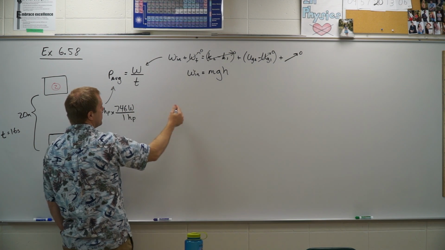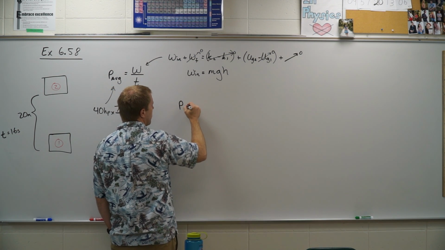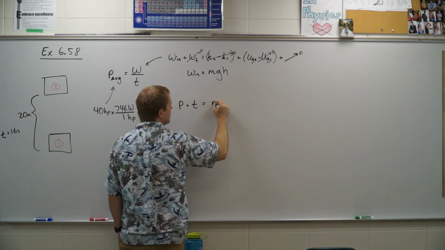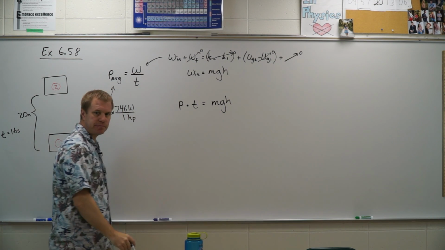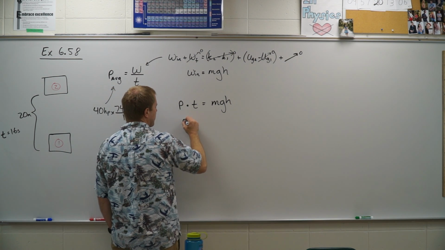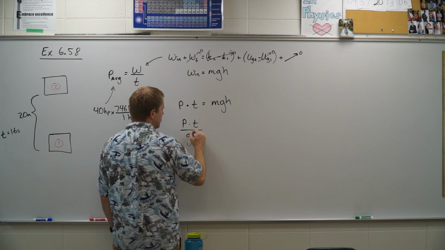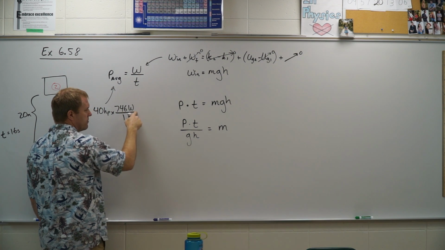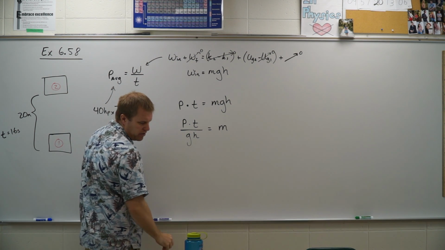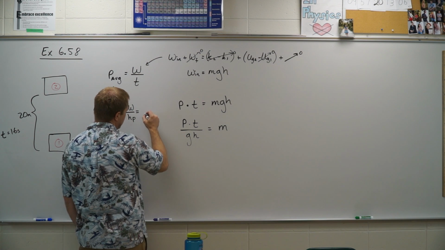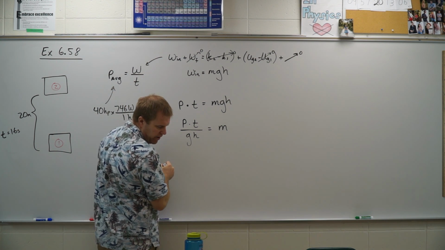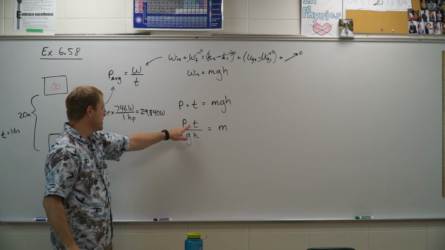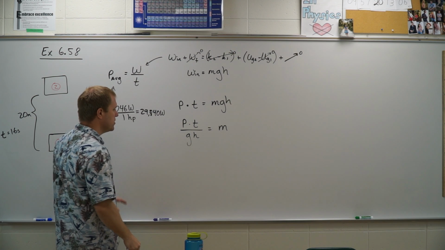Okay, so let's put this all together. Now I have power times time is equal to work, which is equal to MGH. So I'm going to solve for that mass. Power times time divided by GH is equal to the mass. So I know the power, I just did my conversion here. This was 29,840 watts of power. I know my time, it's 16 seconds. I know my height, it's 20 meters.